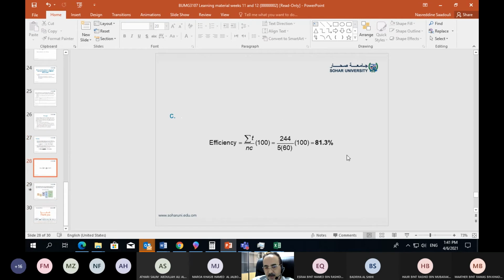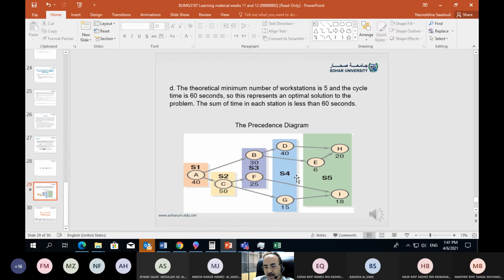Efficiency was also asked for. Efficiency is simply the sum of the times divided by n times c. 244, we know what that is. 5 is because we have 5 stations, and 60 is the cycle time. We get 81.3%. Now, in terms of the assignment of the work elements to the various stations, I've already explained that for the first station we can only assign work element A. Then I go to the next one.